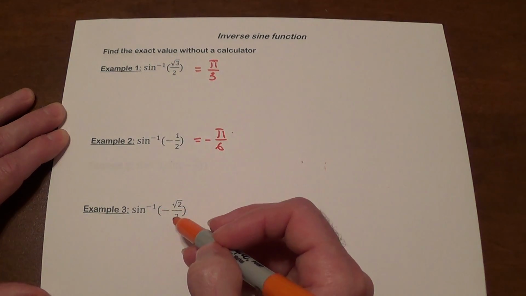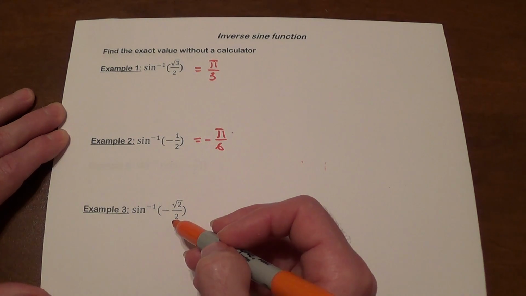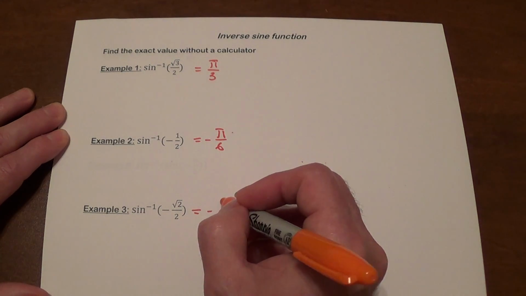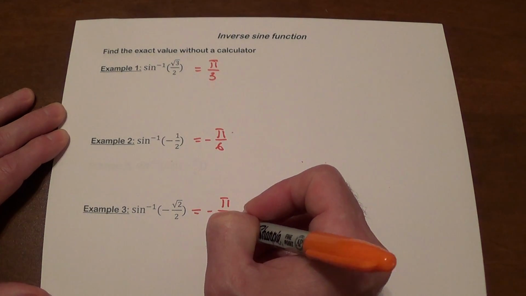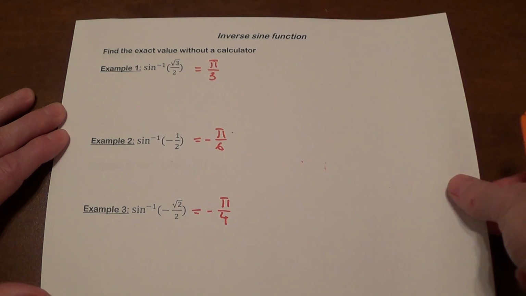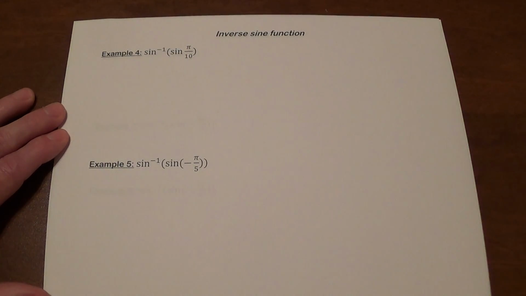What about arcsine of negative square root of 2 over 2? That angle on an interval from negative pi over 2 to pi over 2 is going to be negative pi over 4. So this is pretty straightforward. So far, you just have to remember that the angle has to be on the specific interval. What about problems like this?